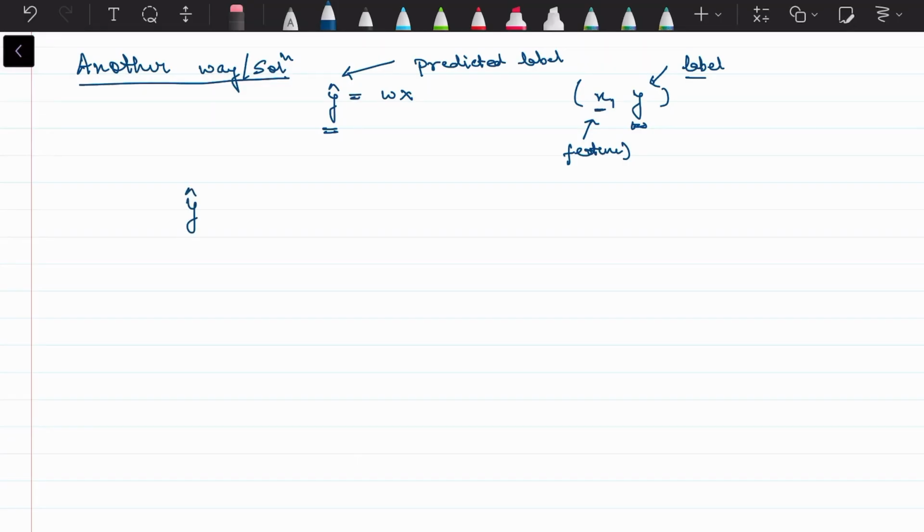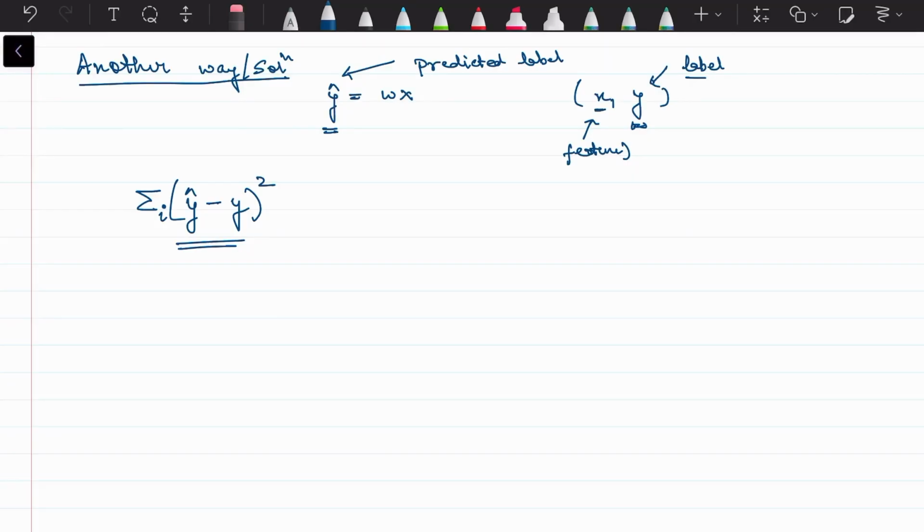So what we want is (y hat minus y) whole square, and for each data point we want this value to be as minimum as possible, and we want this for all the data points. In our question we have three examples. So for all the examples we will sum it. So this is the least square formulation. Now we want to find the minimum value for this.